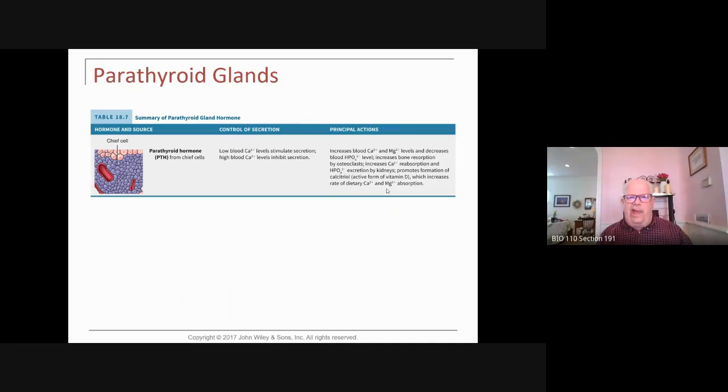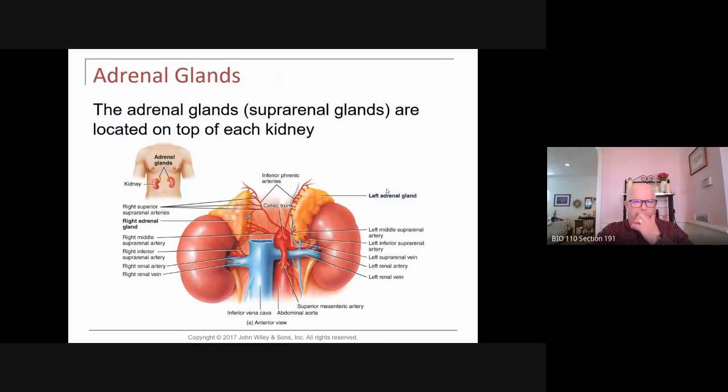So what stimulates PTH release? Low calcium levels. Okay, we talked about the thyroid gland. We talked about the parathyroid gland. Let's talk about some very important glands. The adrenal glands. The reason it's called suprarenal is because these two glands are above each kidney.